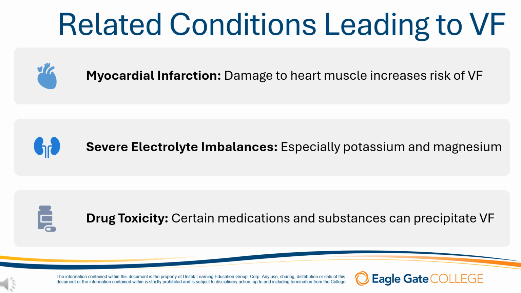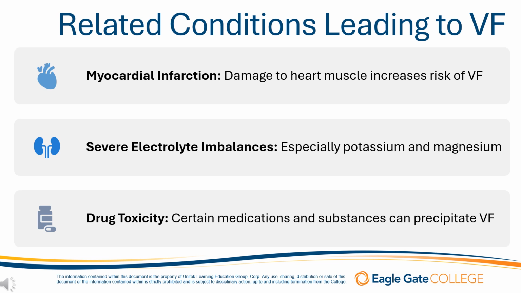Medications such as digoxin, tricyclic antidepressants, and certain antiarrhythmics can have proarrhythmic effects. Overdose or accumulation of these drugs can lead to VFib. Stimulants such as cocaine, methamphetamines, and excessive alcohol can cause significant cardiac stress and lead to arrhythmias.